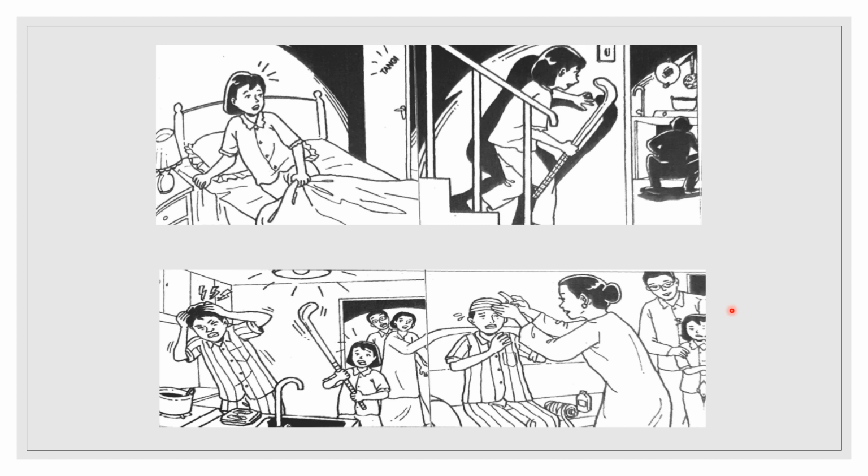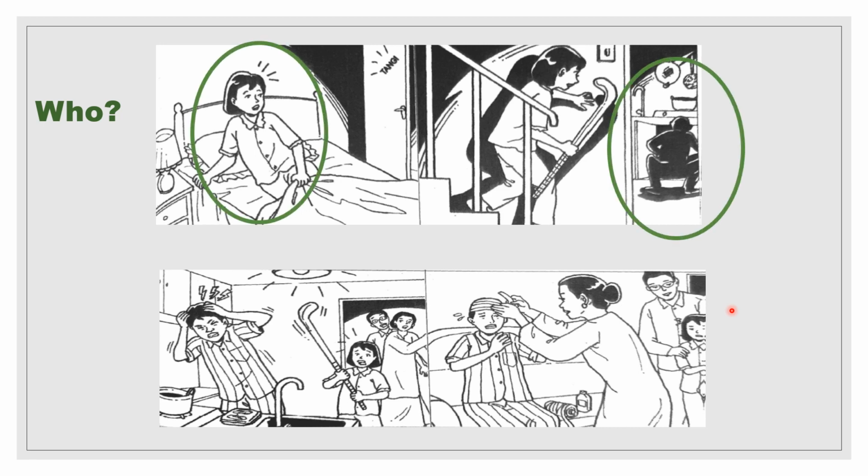Right, let's see. Now first, let's identify the characters. Who are the people in this story? You have this girl, someone here, you see a shadow or a dark figure here, this person, okay, and these people here, right?